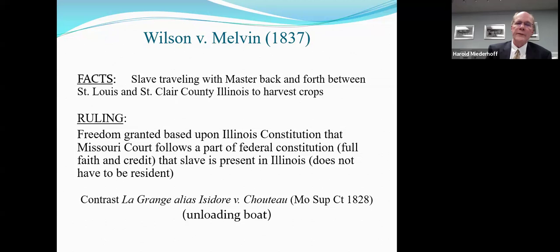The slave was present enough times or for enough duration in Illinois to be made free. Now, he was just working there, going back and forth, so he was not a resident. Some cases tried to make the distinction that you have to show intent to reside there, but his master allowed him to work there, and because we had the Illinois Constitution, that case is distinguished from the other case we talked about earlier about just merely unloading a boat. And that was before Illinois had its own constitution. So again, a timing issue and a duration issue played a part in this lawsuit.